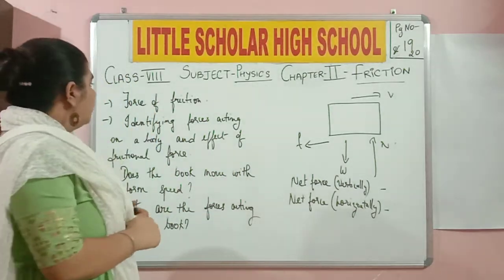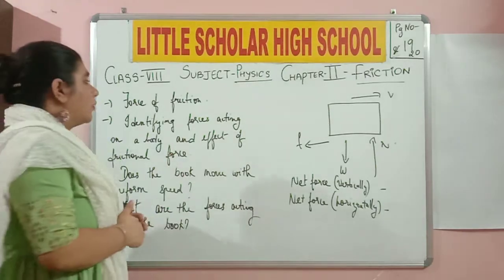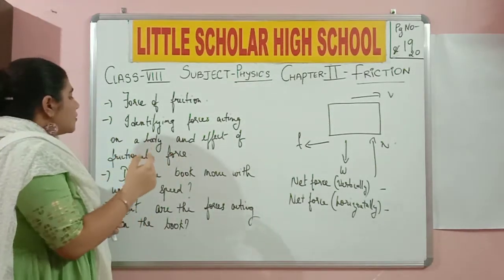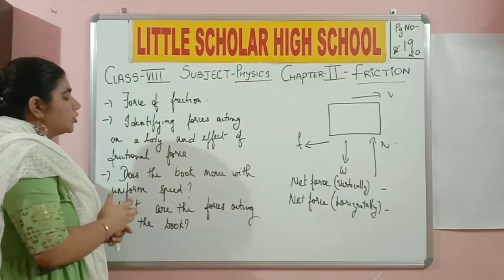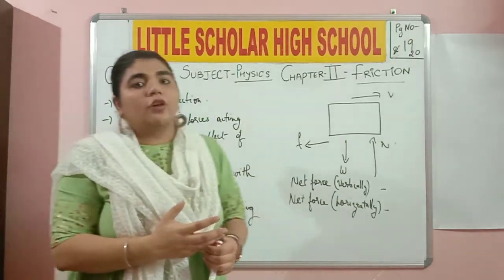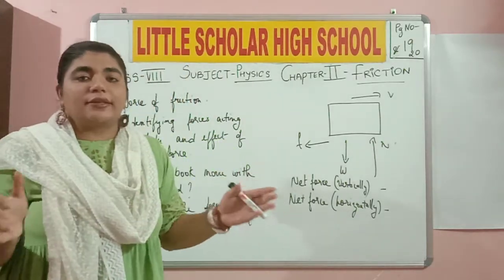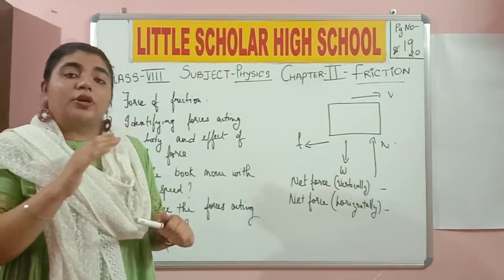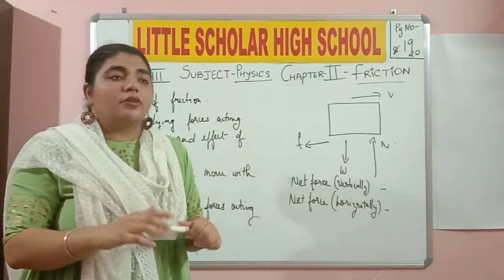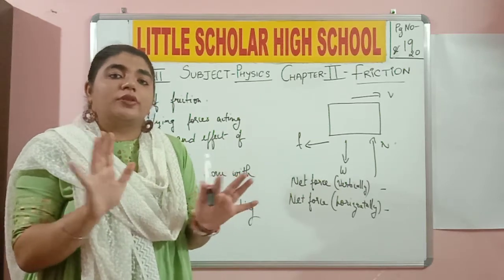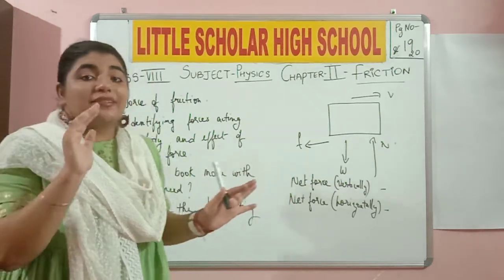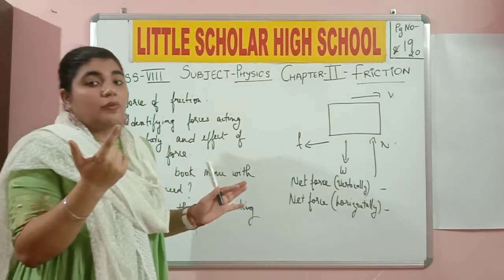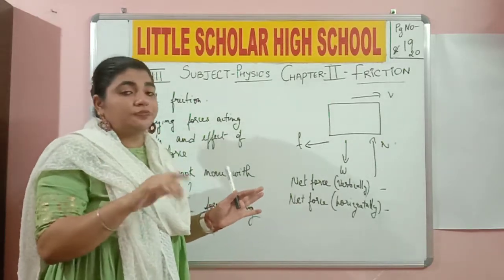Fine. So now we are going to learn about something over here. Okay, identifying forces acting on a body and effect of frictional force. So basically, for example, there's a table placed and on the table I place a book. Okay, initially the book is at rest. So this means the force acting on the book is zero. The net force is zero. We studied this in the free body diagram last time. Okay, in the last chapter.